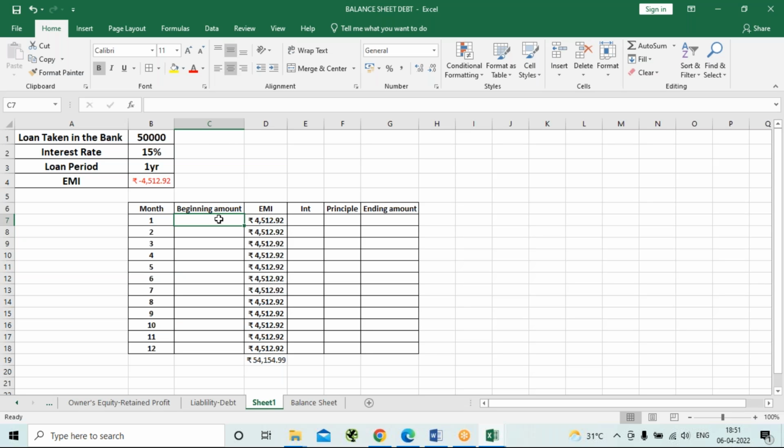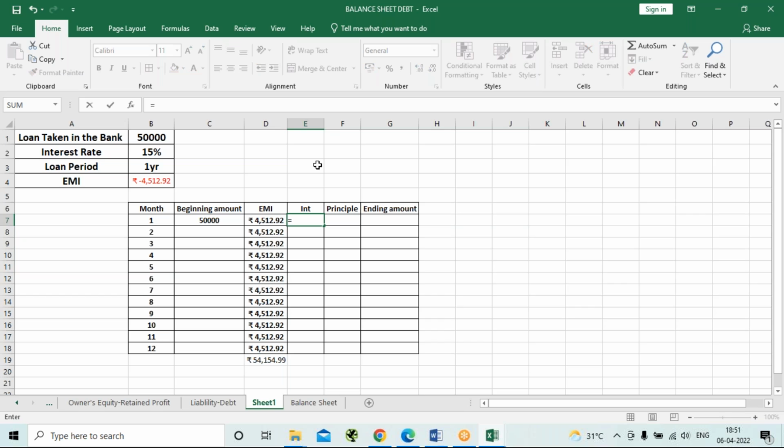What is the beginning amount? What is the amount you have taken to pay this EMI? 50,000. Let me put this 50,000. Yes. So the next is, how do we calculate the interest?